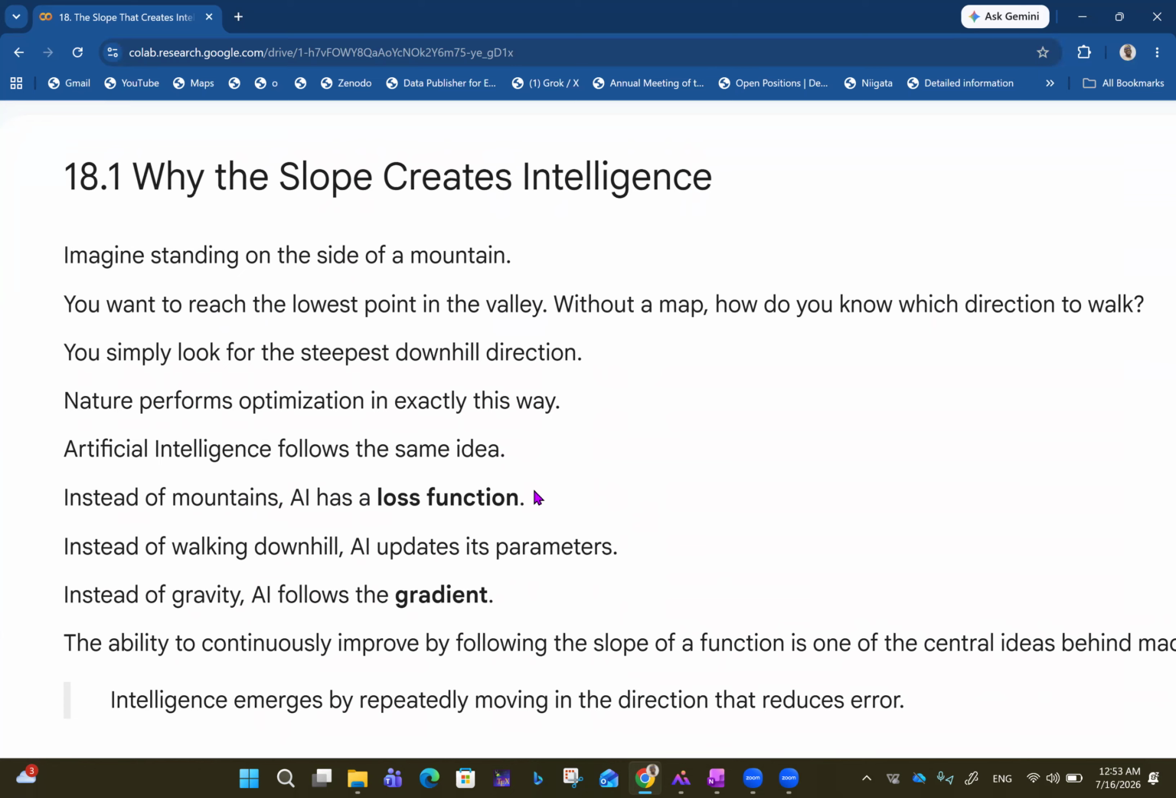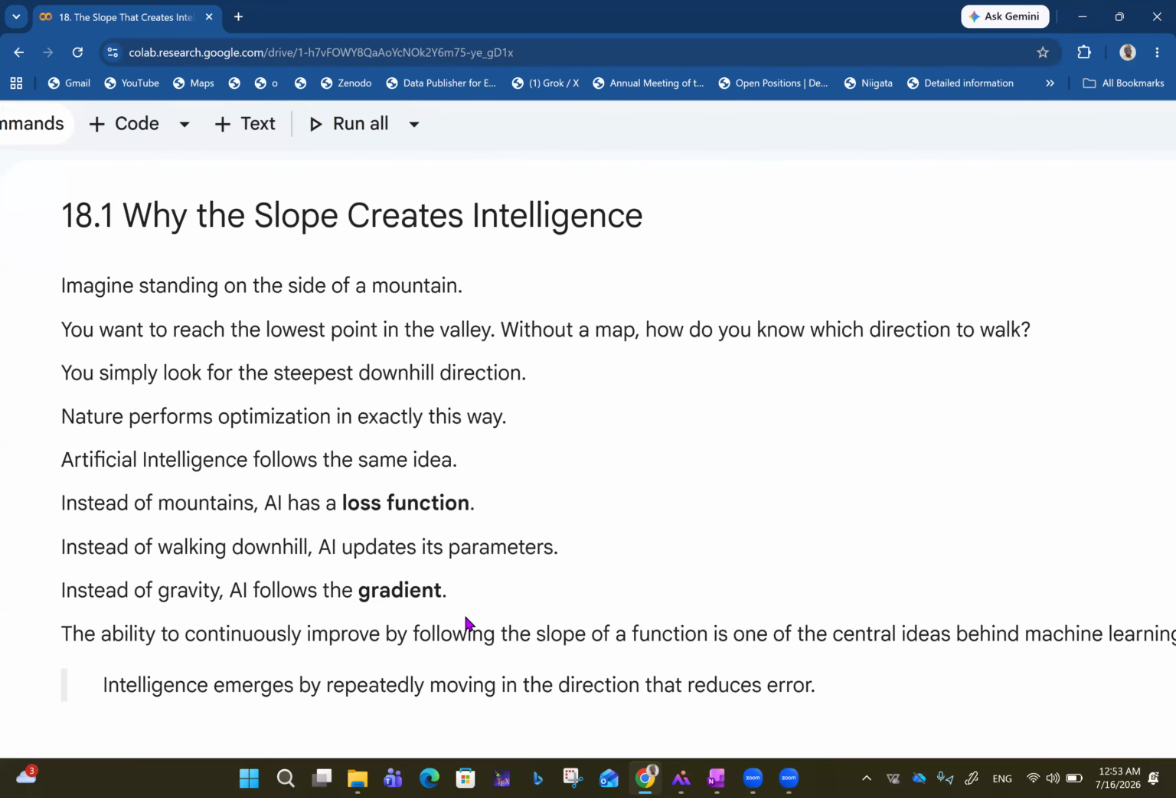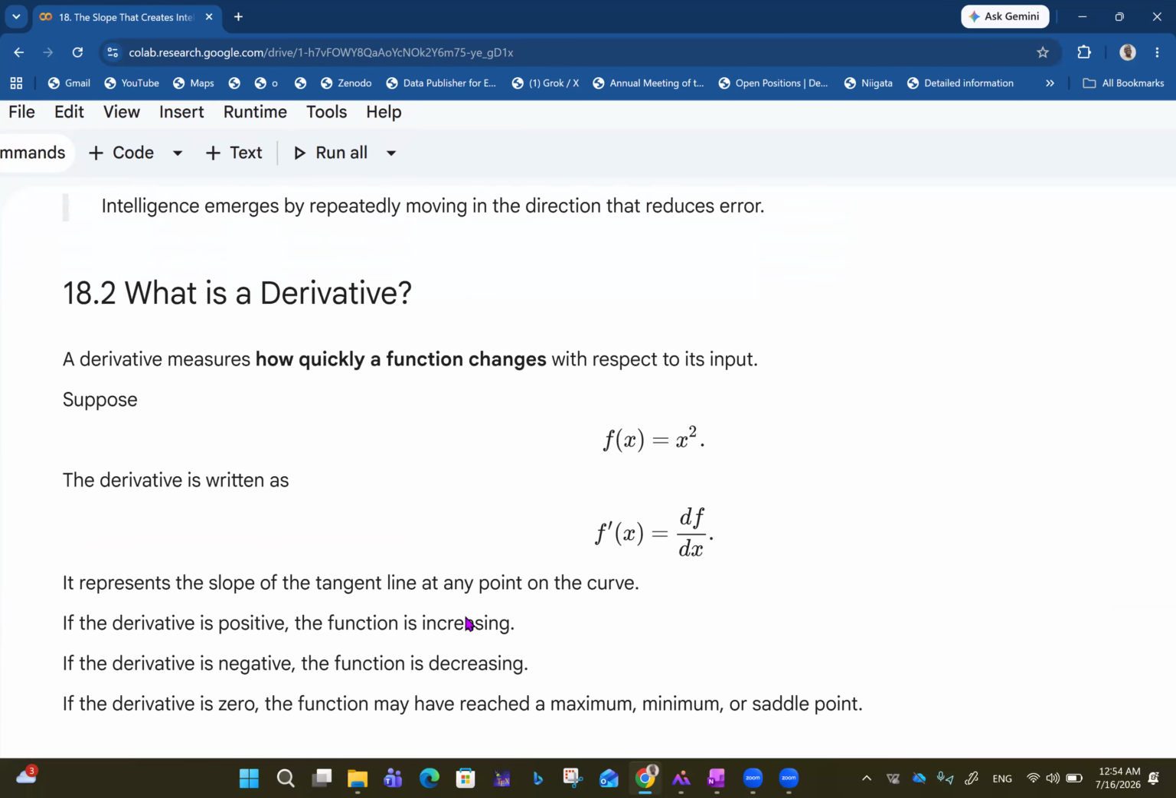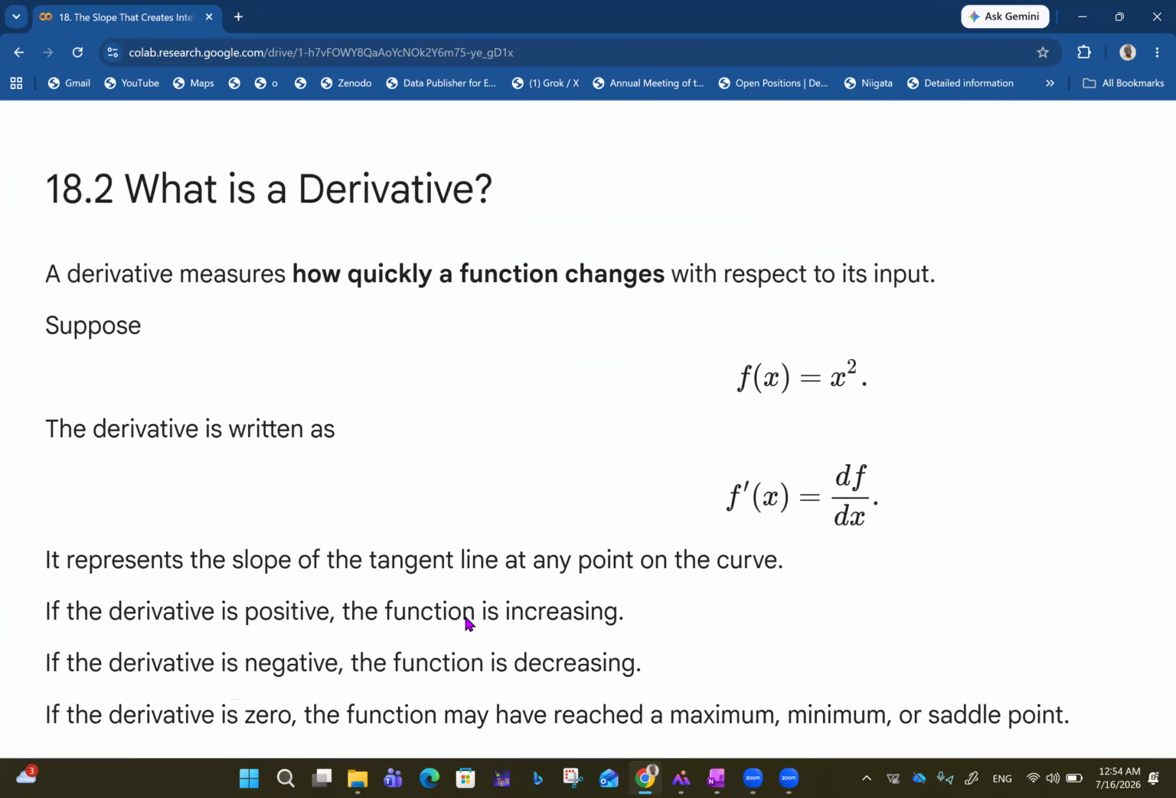So it's more like there's a loss function mountain that you want to keep climbing down so you get to the smallest loss, which is somewhere in the valley. Instead of walking downhill, AI updates its parameters. Instead of gravity, AI follows the gradient. The ability to continuously improve by following the slope of a function is one of the central ideas behind machine learning. So intelligence emerges by repeatedly moving in the direction that reduces error, and you have that improvement going until you get what you want.